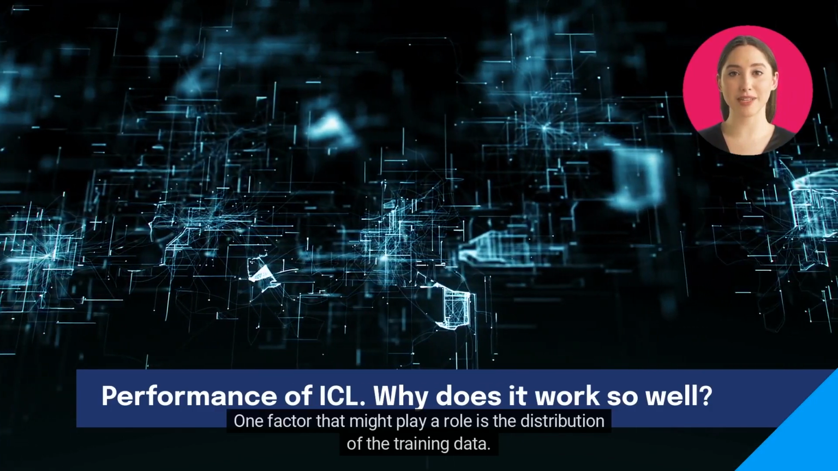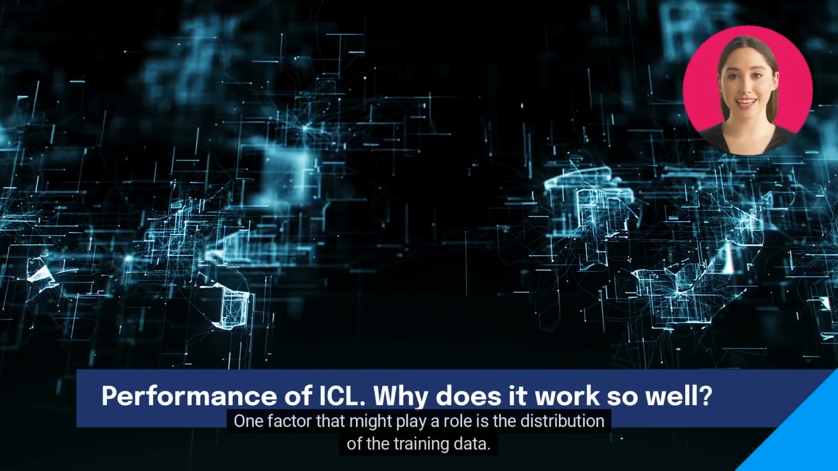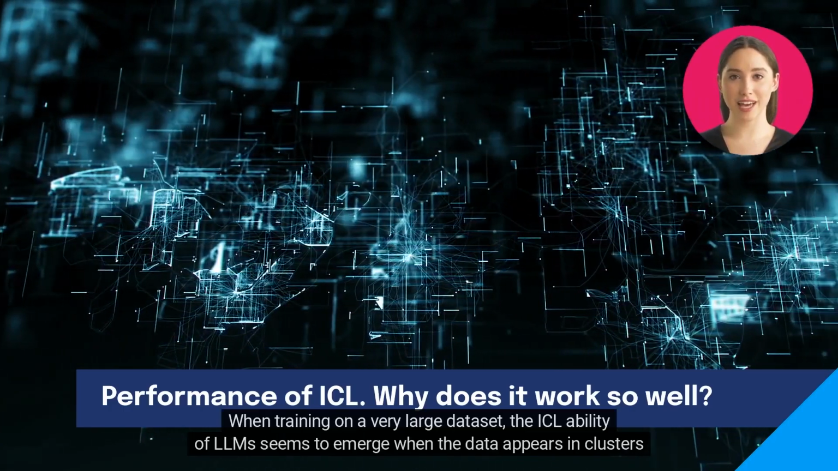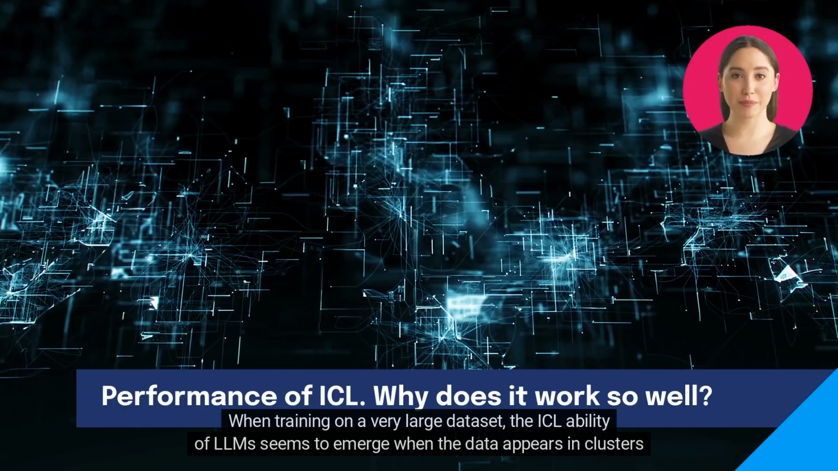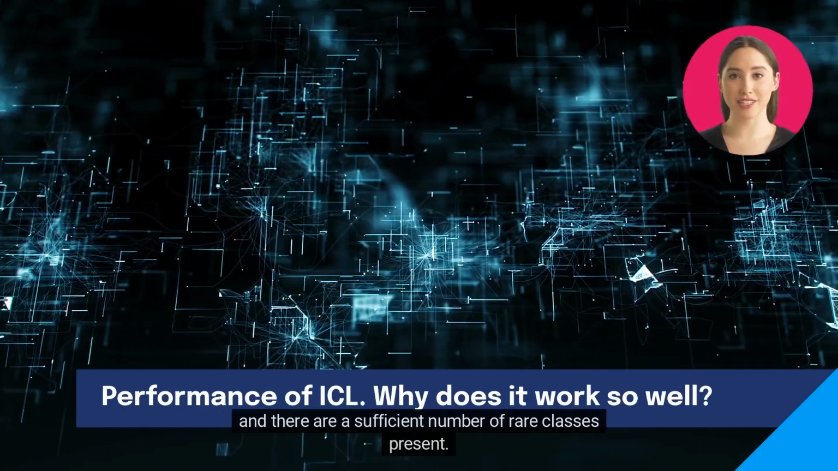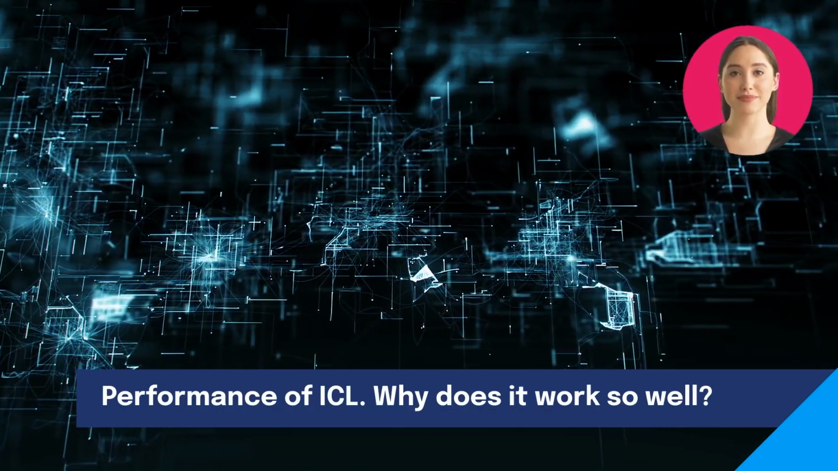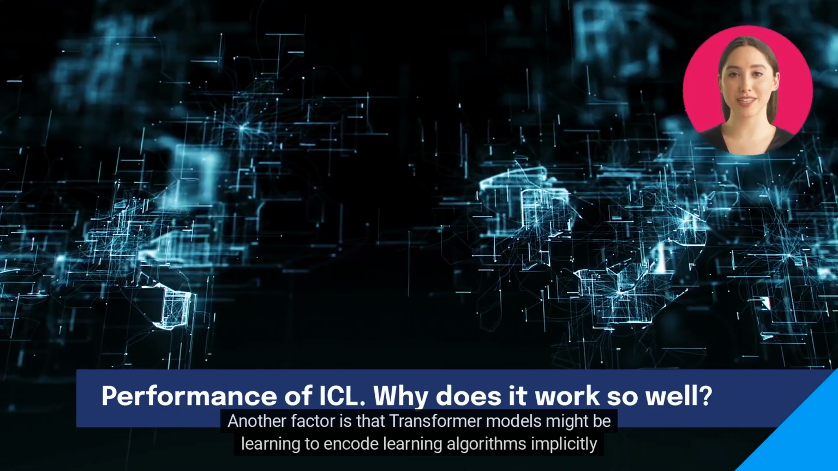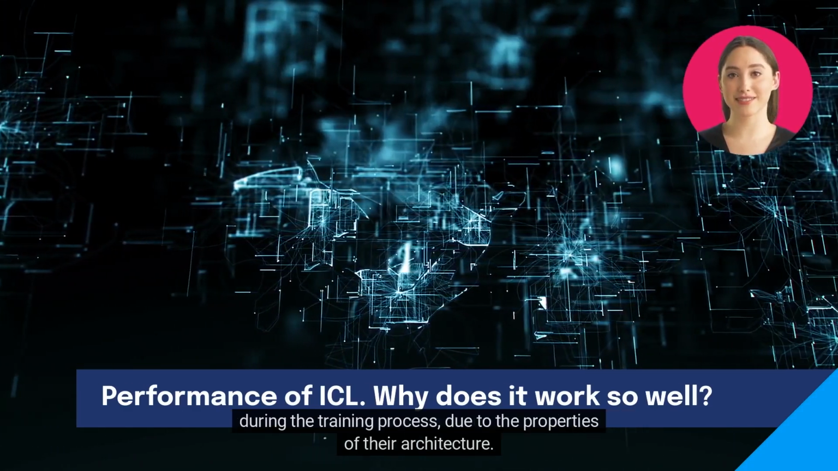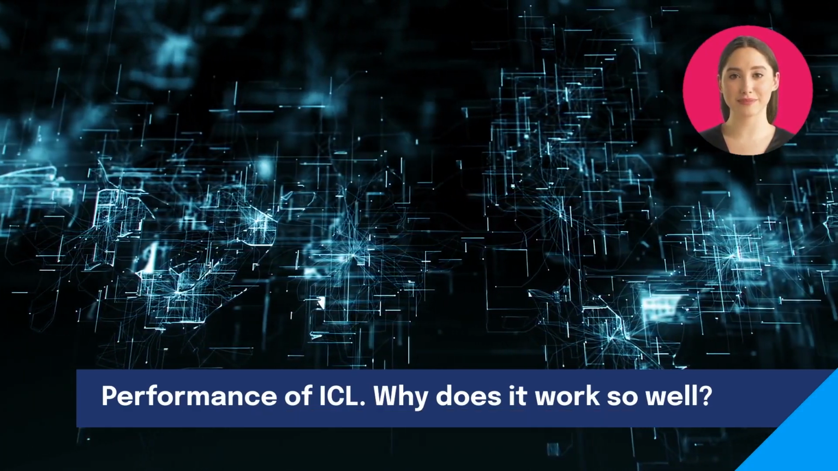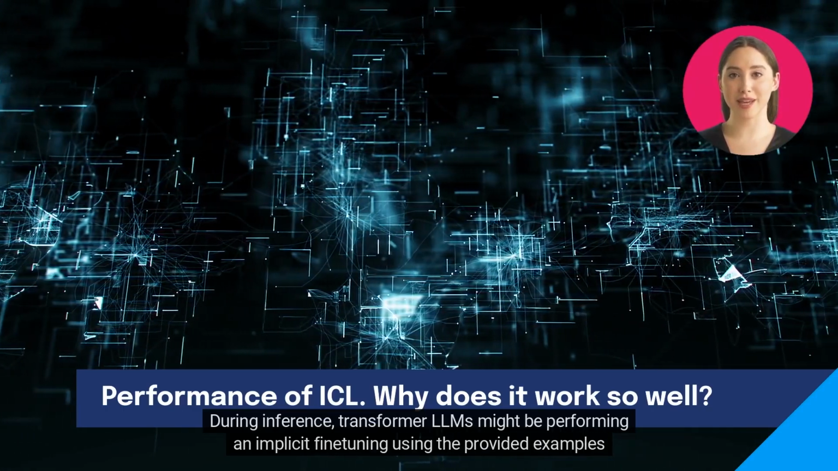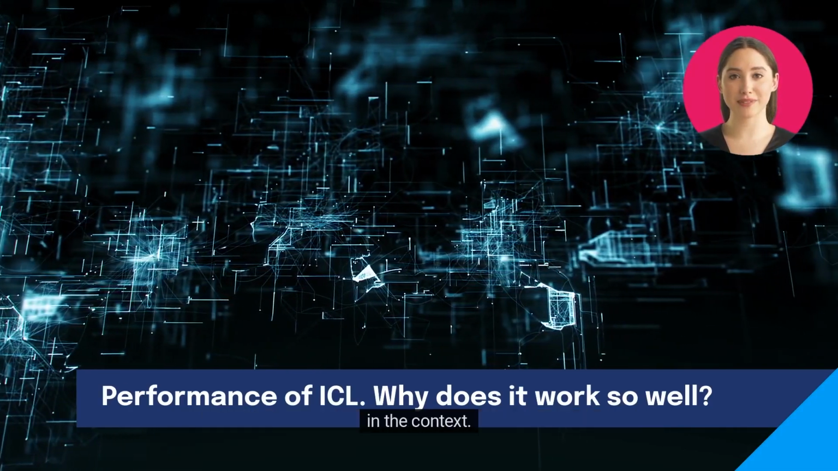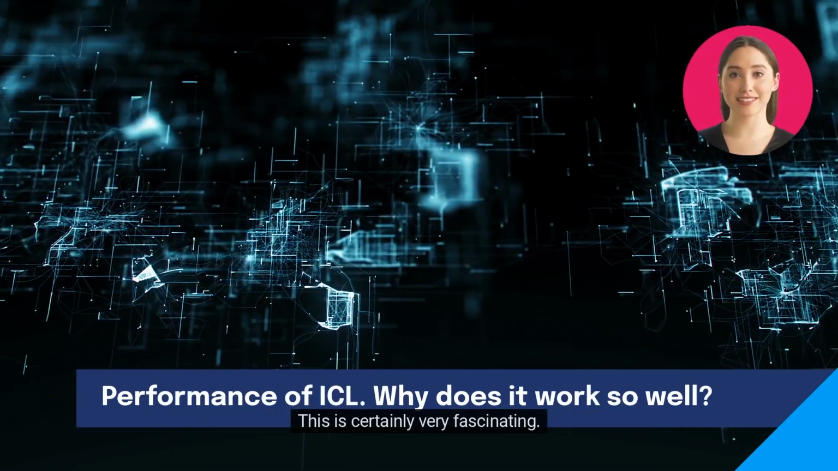One factor that might play a role is the distribution of the training data. When training on a very large dataset, the ICL ability of LLMs seems to emerge when the data appears in clusters and there are a sufficient number of rare classes present. Another factor is that transformer models might be learning to encode learning algorithms implicitly during the training process, due to the properties of their architecture. During inference, transformer LLMs might be performing an implicit fine-tuning using the provided examples in the context. This is certainly very fascinating.